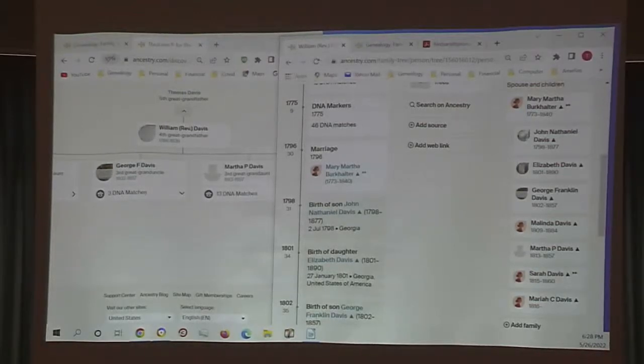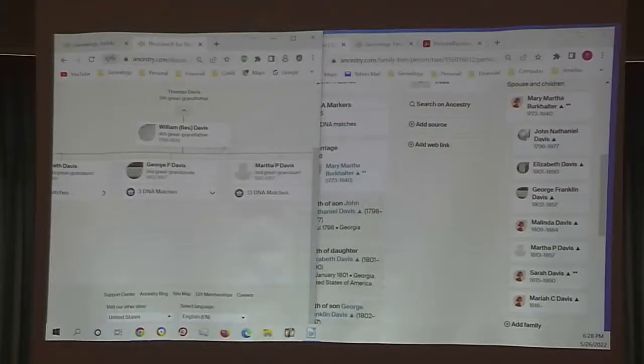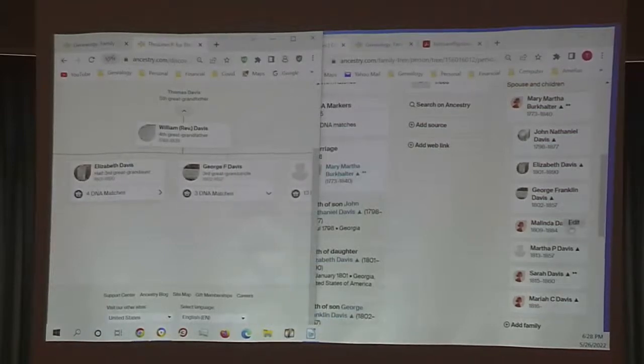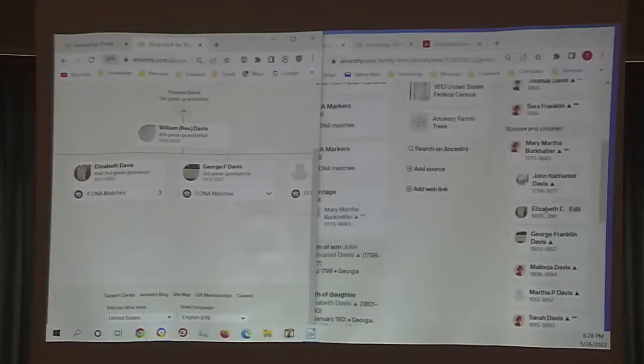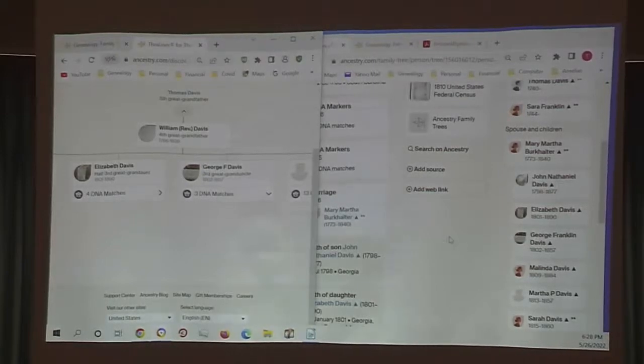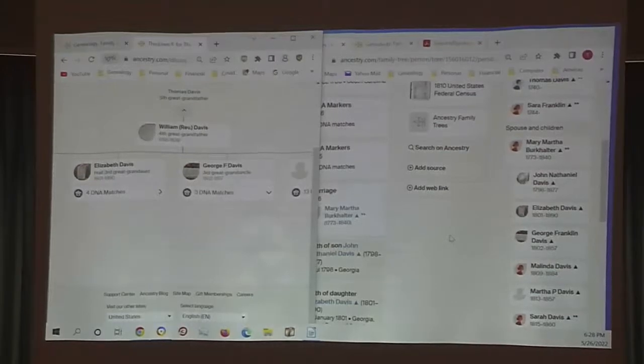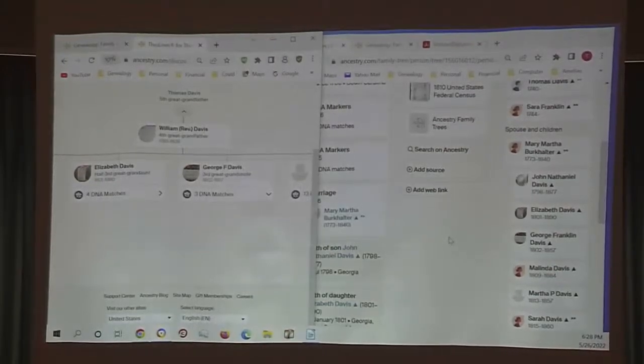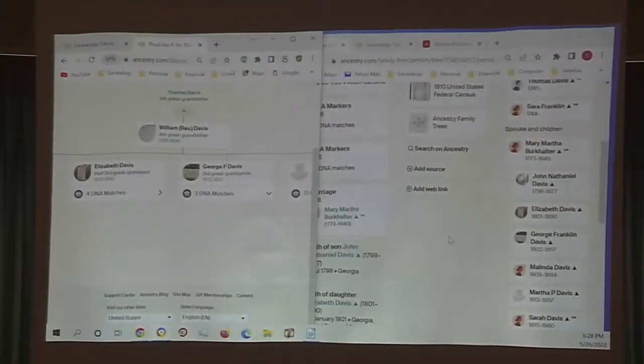But by doing it this way, I can look at the left screen, and as I go across here, I say, oh, Elizabeth Davis. Do I have Elizabeth Davis? Yep, I have Elizabeth Davis. There she is, 1801 to 1890, and that agrees. Now, what do you think that triangle means? Just if you had to guess from just what we've been saying, what do you think that triangle means?